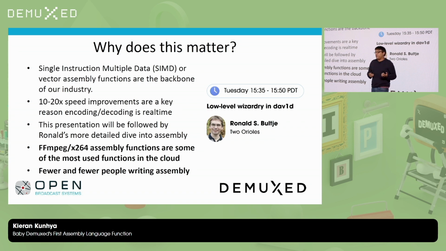It's worth pointing out, FFmpeg and x264 assembly functions are some of the most used functions in the cloud themselves. If you could run a profiler of all the functions that operate in the cloud, you would probably find some of the types of assembly functions I'm talking about today, because video is such a heavy part of the cloud. But there is a problem, and that's one of the reasons I'm here today: fewer and fewer people are writing assembly, and that's a problem.